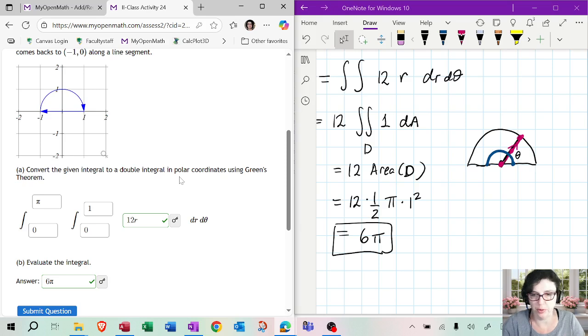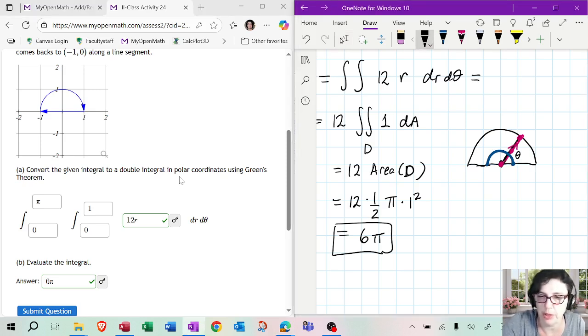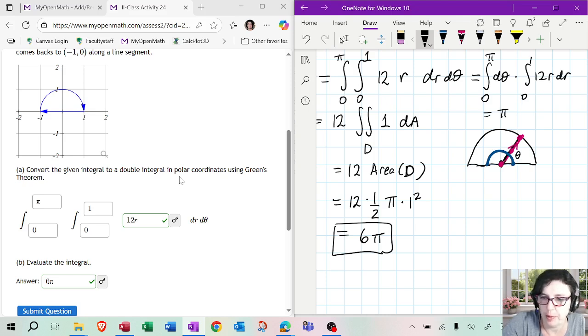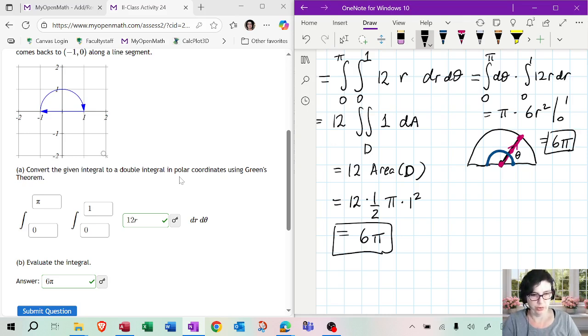Now, just to compute it real quick and just to verify that we would get 6 pi, even though we already know it. So this is going to be 0 to pi. This is 0 to 1. And the integrand does not have a theta. So this is a splittable integral. And this is just 12 r dr from 0 to 1. So this will be pi. And then this would be 6r squared from 0 to 1. So that's just 6 pi, which is the same thing we got. So we are good.